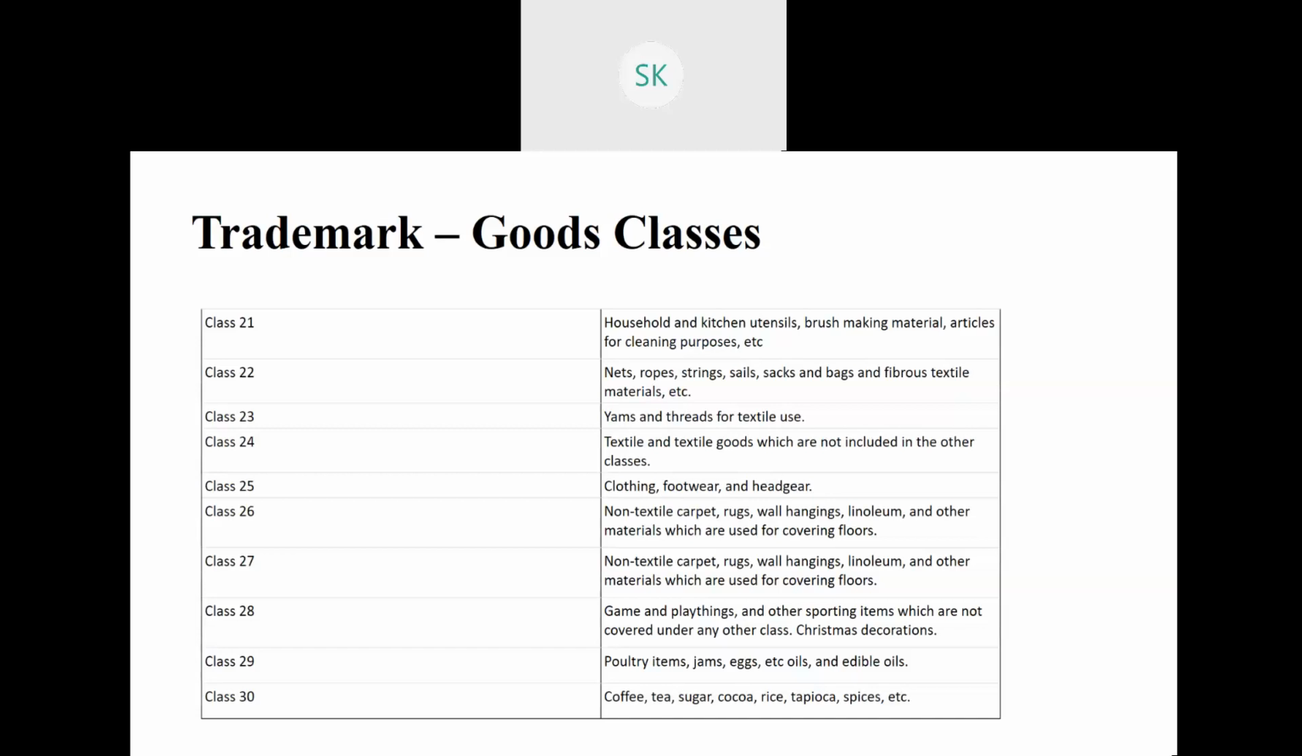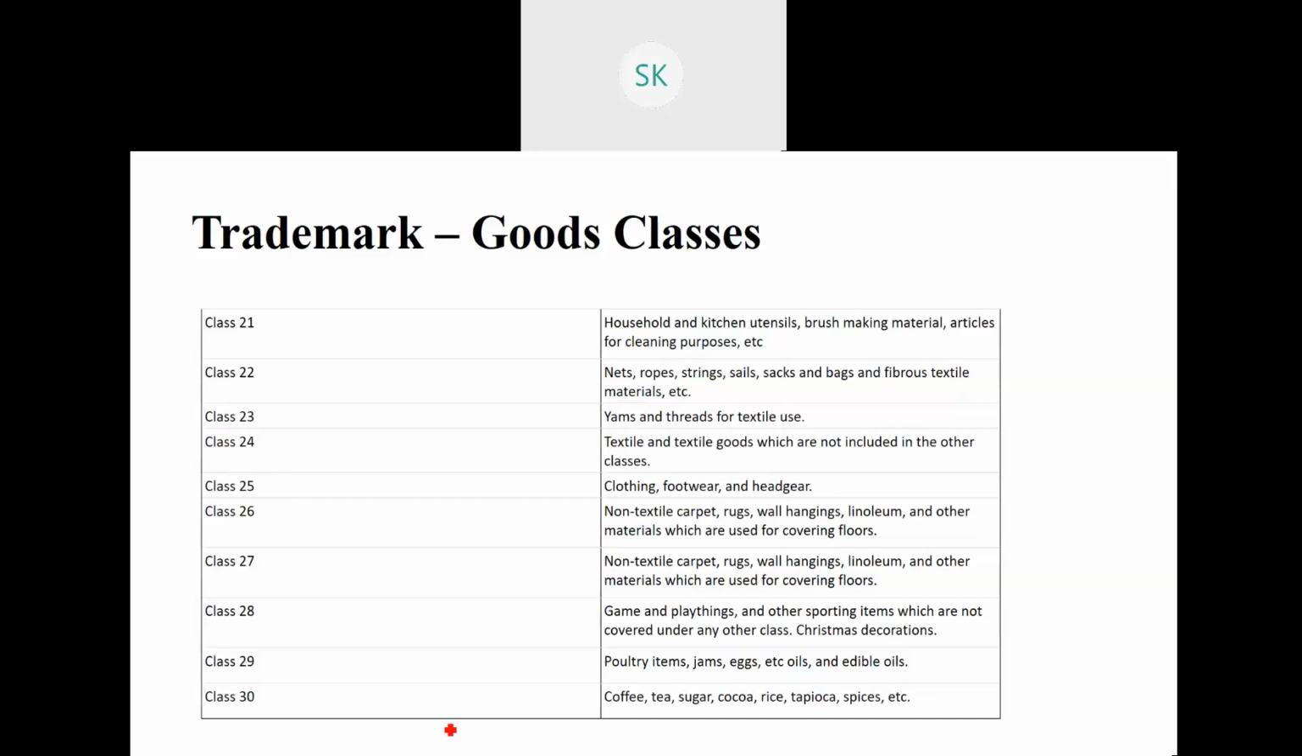Then class 25 belongs to clothing, footwear, and headgear. Class 25 actually depicts the lifestyle of a person, the clothes he wears, the footwear, the headgear, or the ornaments we wear, maybe a watch, etc., comes under class 25. Then going towards class 26, we have non-textile carpets, rugs, wall hangings. Generally we have rugs or carpets in houses which are textile.